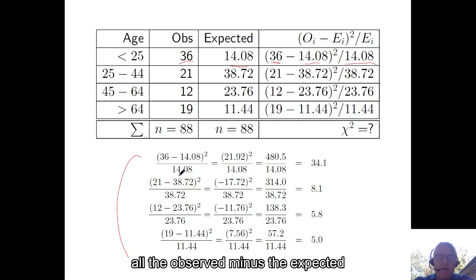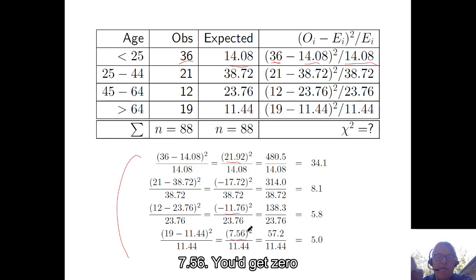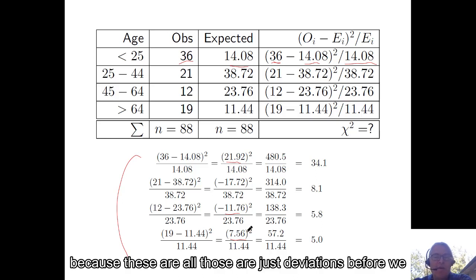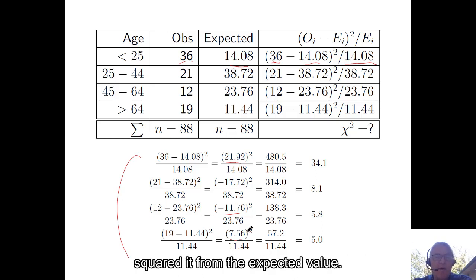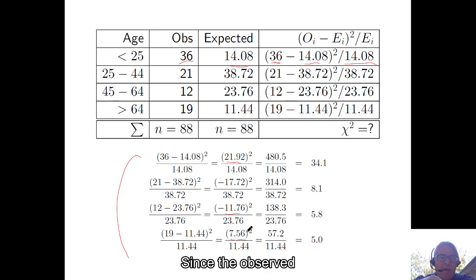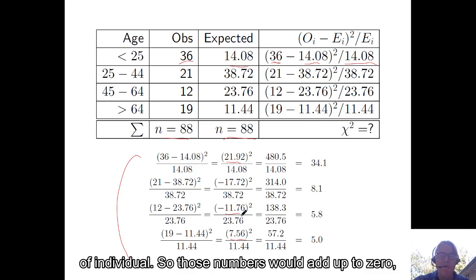So we set up all the observed minus the expected values in each case, and then we do that subtraction. Before we square it, actually, if you were to add up these numbers, 21.92, negative 17.72, negative 11.76, and positive 7.56, you'd get 0. Because those are just deviations from the expected values before we've squared them. And since the observed values have got to add up to 88, and the expected values also add up to 88 because we used our sample size of 88 to calculate those expectations, we shouldn't have a net excess or net loss of individuals. So those numbers would add up to 0.